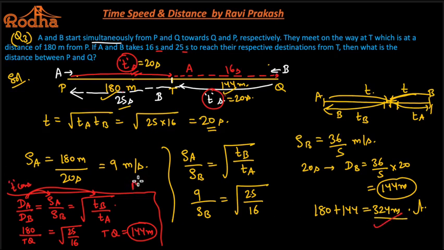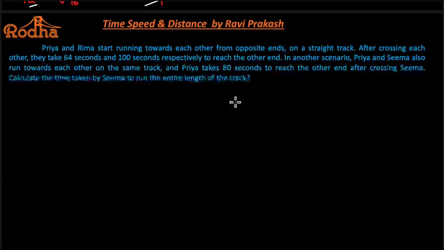This you can treat as method 2 here. We can solve like this also. Because time is constant now, distance is proportional to speed. Distance proportional to speed means dA by dB equals SA by SB, and SA by SB is under root TB by TA. So ultimately I can equate these two directly, no? 180 by TQ, TQ is this part, is equal to 25 by 16. So TQ is 144, and I get the answer as 144 plus 180 equals 324, right? Let's go to the next question now.